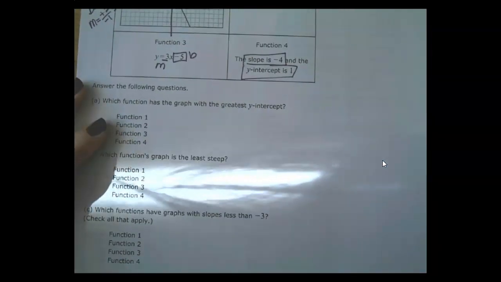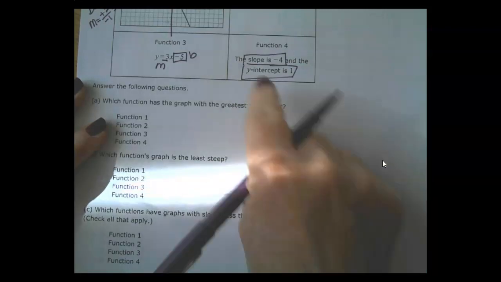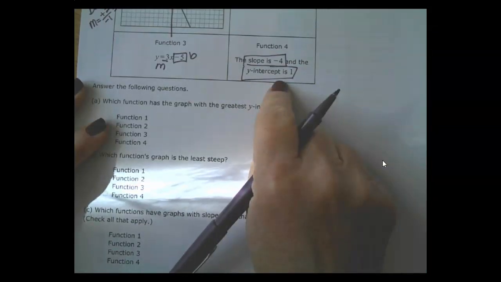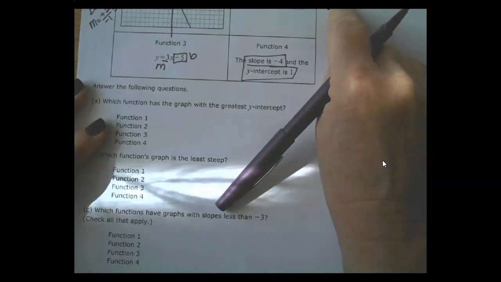Now we can answer this question. Which function has the graph with the greatest y-intercept? So 1 here, -5, 4, and -3. So that's function 2.